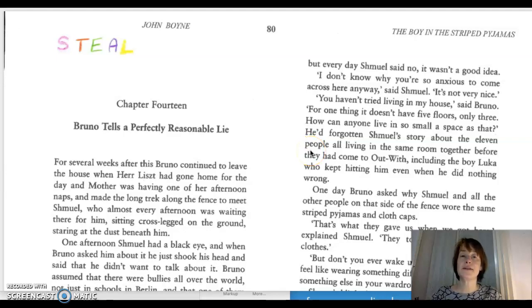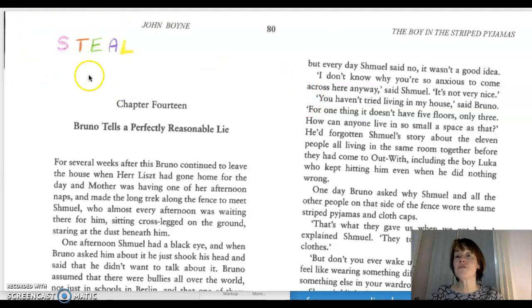We're going to continue looking at annotating chapter 14 of The Boy in the Striped Pajamas with the aim of coming up with some character analysis for Gretel. So in my last video, we started analyzing character and we had color coded what I am annotating.